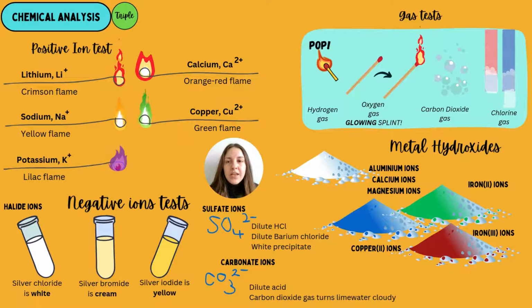The other negative ion is sulfate ions, like I said, so SO4 2-. And essentially, when we use a few drops of dilute hydrochloric acid and a few drops of barium chloride solution, a white precipitate will form if those sulfate ions are present. So those are a couple of other things to mention.